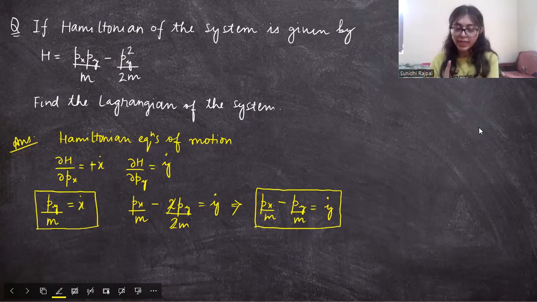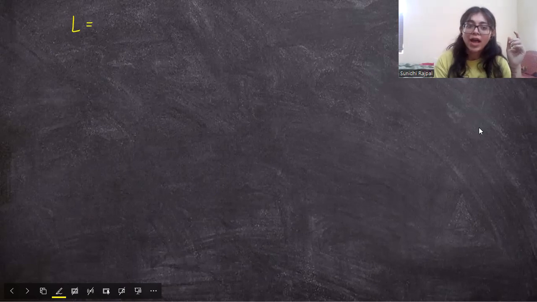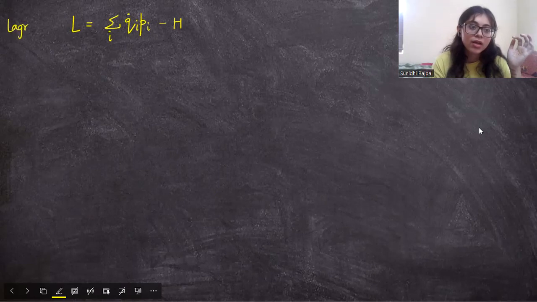Now, coming to the Lagrangian of the system, the definition of the Lagrangian is that L is equal to the summation over i of qi dot pi minus H, where H is the Hamiltonian. This is my Lagrangian, okay? I hope the spelling is correct. L is equal to summation over i, qi dot pi minus H.